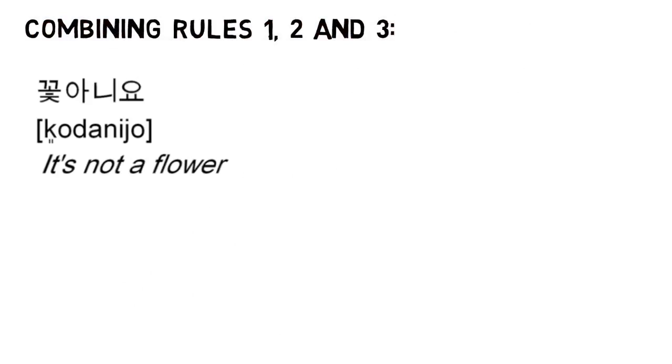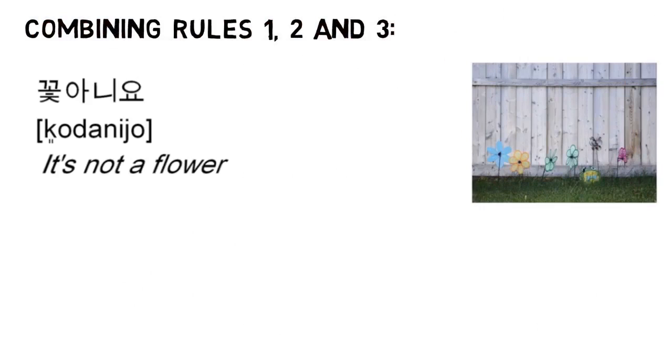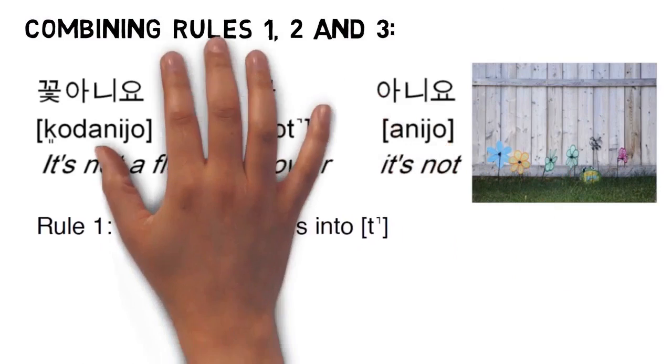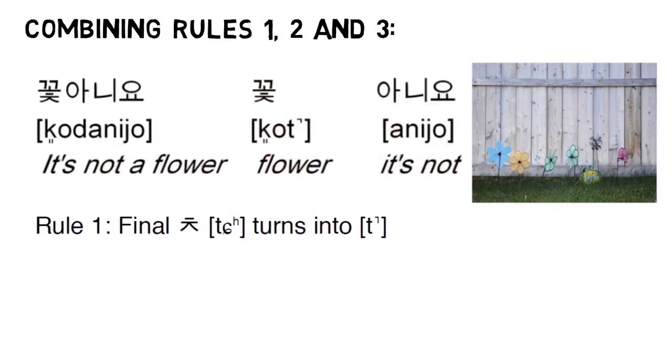Rules 1, 2, and 3 can all operate at the exact same time. Here's how you say it's not a flower in Korean. 꽃 아니요. Basically, flower 꽃 is not, 아니요. The first word ends in the letter ch. And rule 1, the rule of unreleased consonants, tells us to pronounce that final consonant, since it's coming at the end of a word, as an unreleased D sound. So instead of 꽃, we say 꽃.